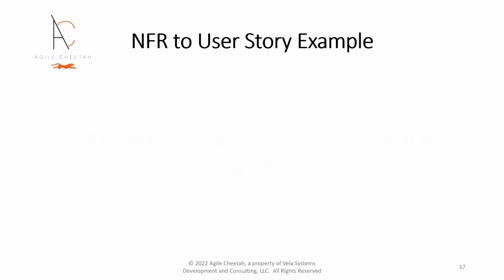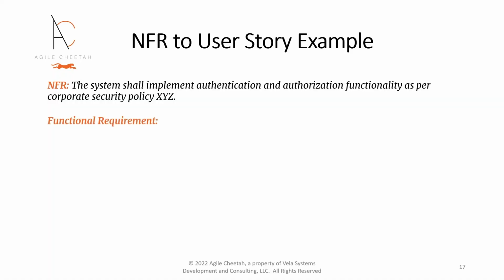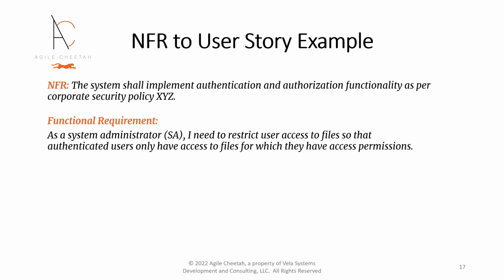The behavior and performance the feature demonstrates should contribute or not degrade the overall system-level behavior and performance documented by NFRs. Here's an example. We start with the following NFR. The system shall implement authentication and authorization functionality as per corporate security policy XYZ. This NFR spawns some number of functional requirements. In this case, we write our functional requirements as user stories. One of those stories is the following. As a system administrator, I need to restrict user access to files so that authenticated users only have access to files for which they have access permissions.